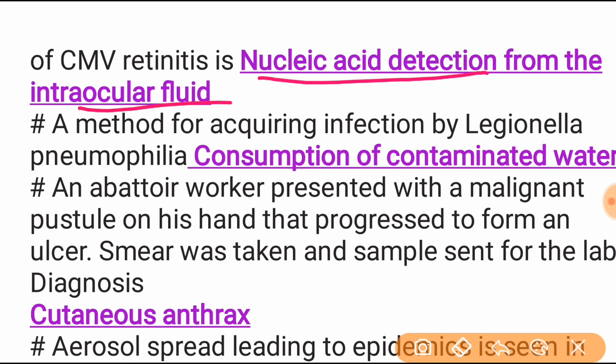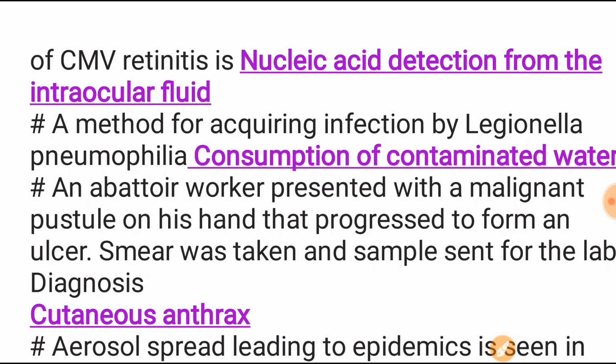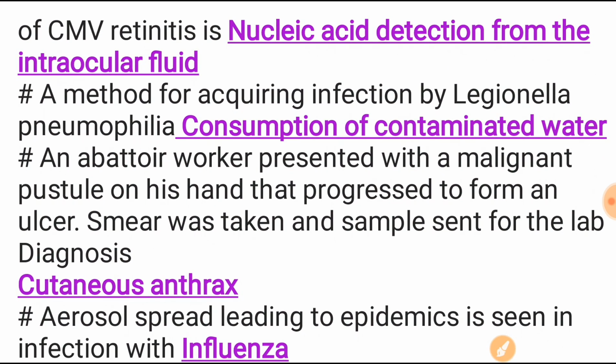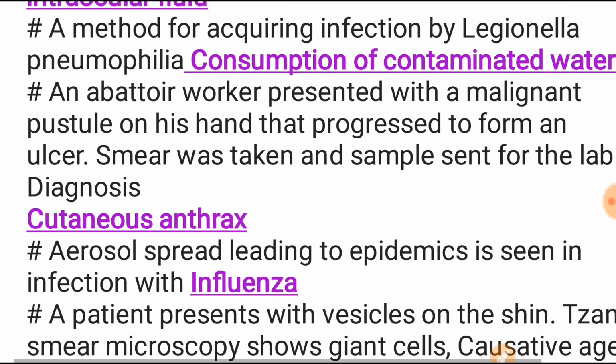And next one is the method of acquiring infection by Legionella pneumophila, which is through contaminated water. An abattoir worker presented with a malignant pustule on his hand that progressed to form an ulcer. A smear was taken and the sample sent to the lab. The diagnosis is cutaneous anthrax, the most common organism.